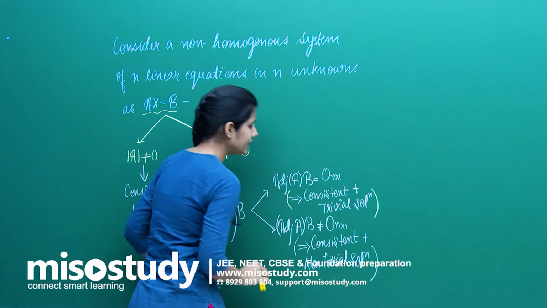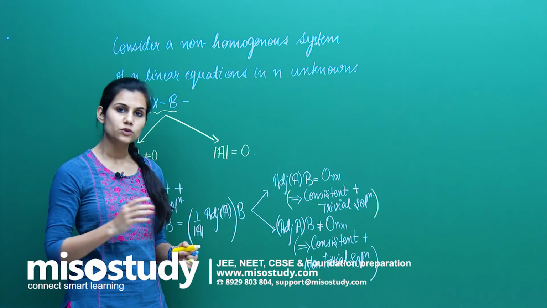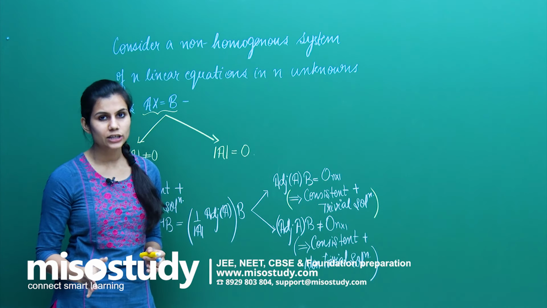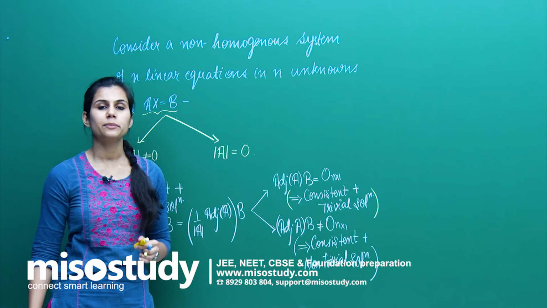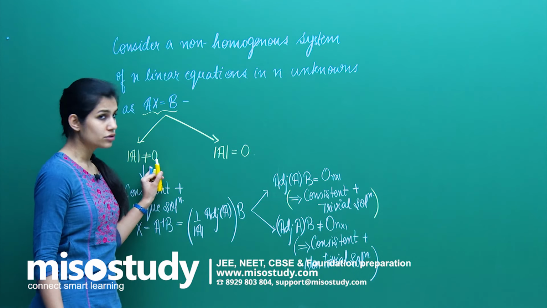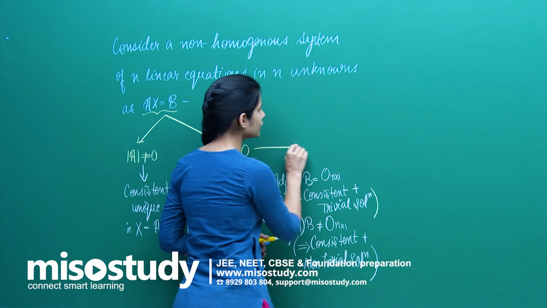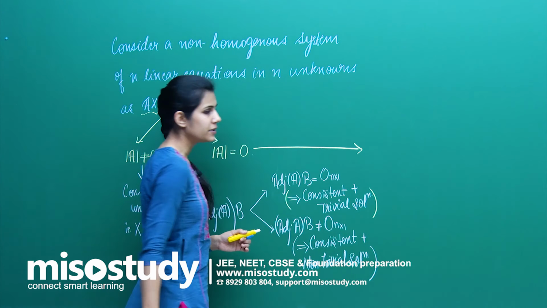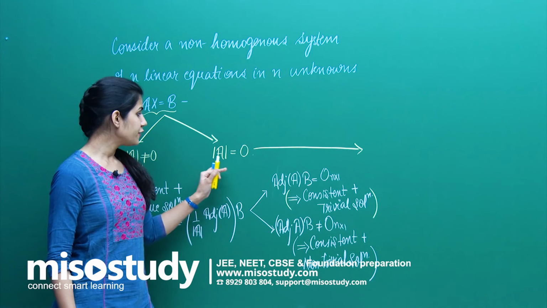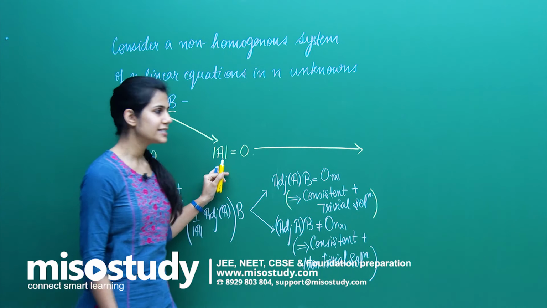By which I mean that not all the values of the unknown variables will be 0. There will be at least one value of at least one unknown variable which will be non-zero. Once the conclusion about this particular case has been discussed, let's move on to the discussion of this particular case. Now, if you have determinant of A equal to 0, there are again two cases which can arise.